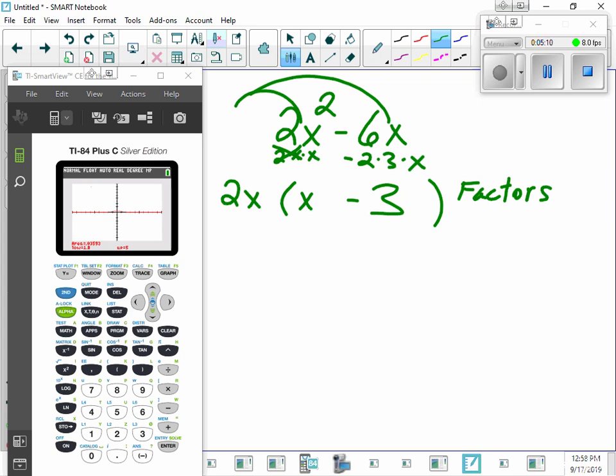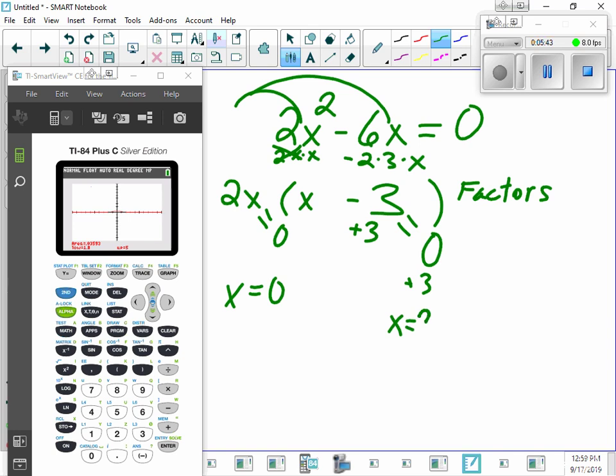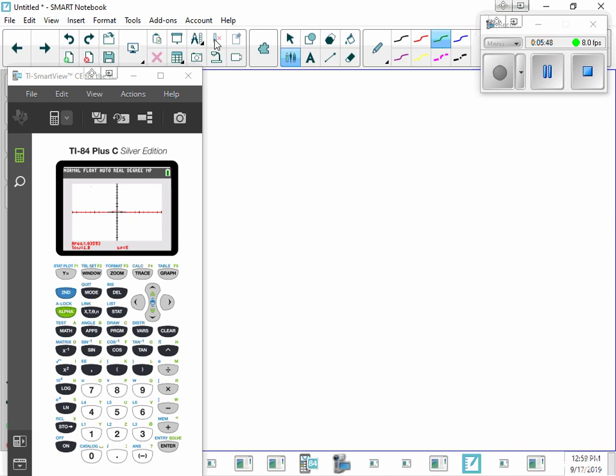Okay, 2.5. So the first set says factor, and then the second set says solve. So when it's solve, it will say equals 0. And if I want to solve this, I write equals 0 for each of the x's. Well, 2 times x equals 0 gives me x equal to 0. And x minus 3 equals 0. You add the 3, and you get x equals 3. Okay? All right, let's try this one.